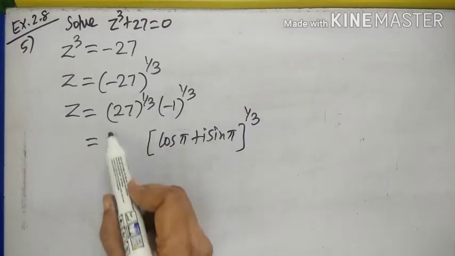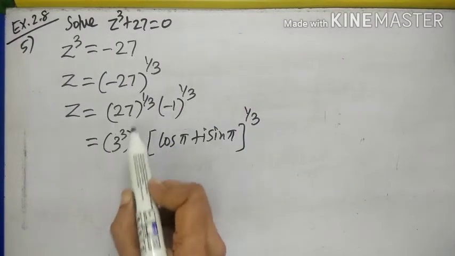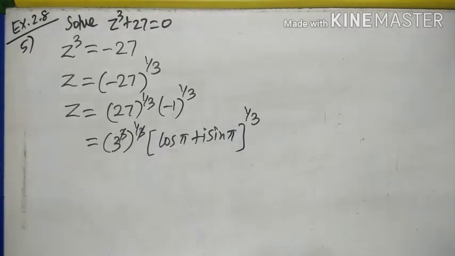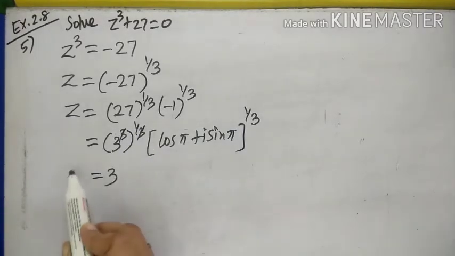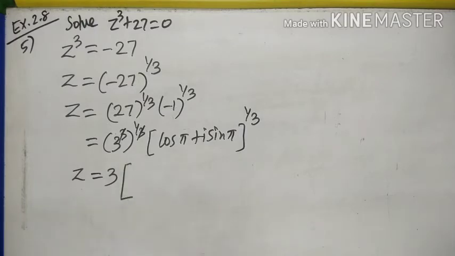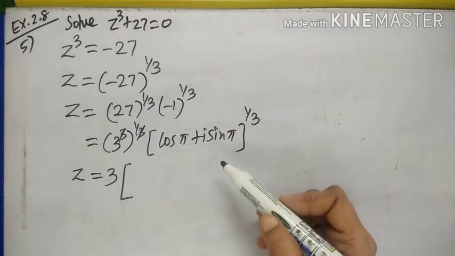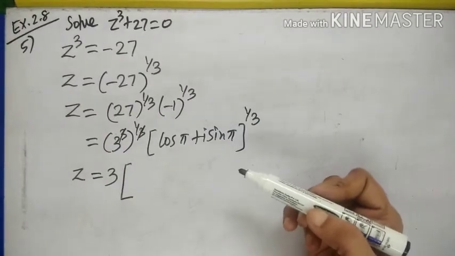27 power 1 by 3. 27 can be written as 3 cube. The 3 and the power 3 will get cancelled. Keep this 3 as it is till the last step. So my very first step is write the polar form.